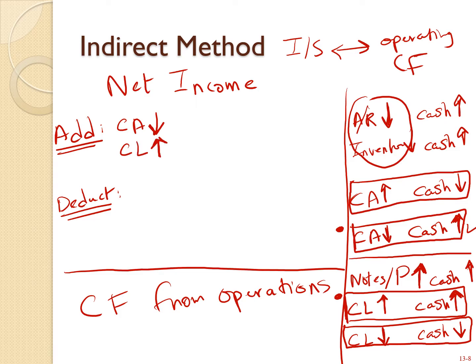At the same time, what causes a reduction in your cash balance? When your current assets go up, and when your current liabilities go down. So you will deduct any increase in current assets and any decrease in current liabilities.